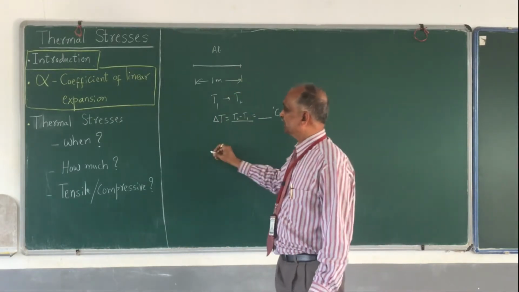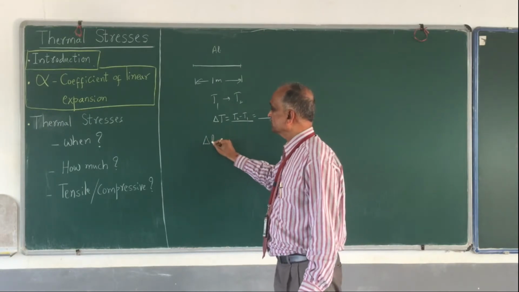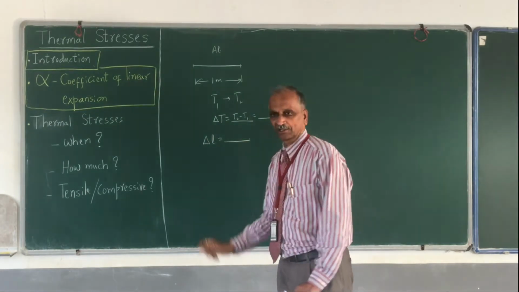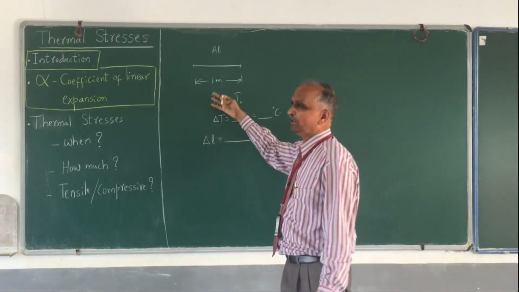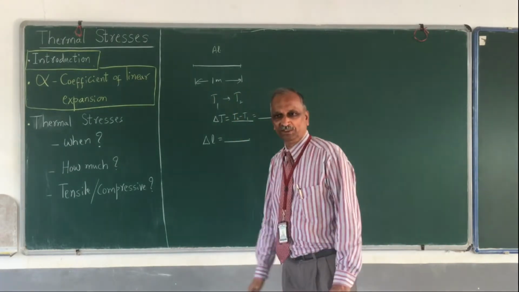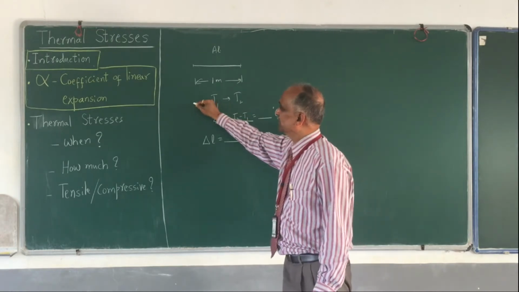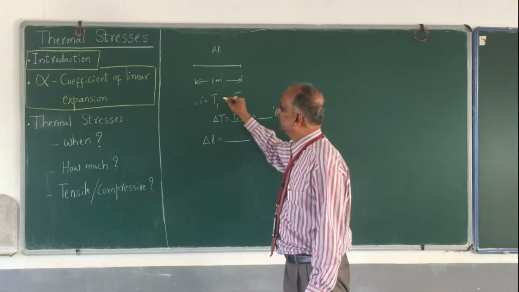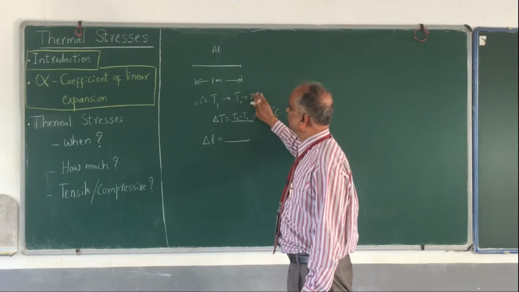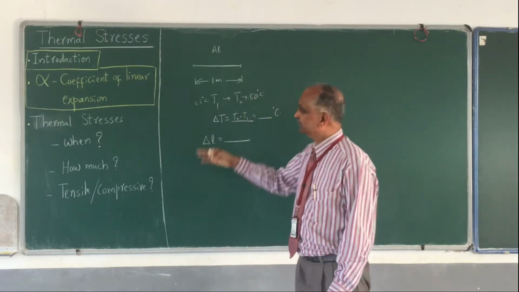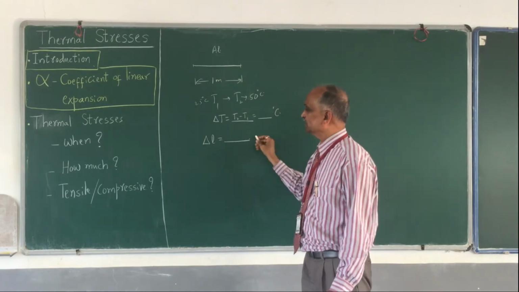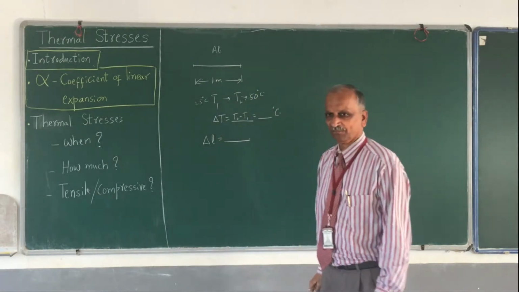Then I shall find out what is the change in the length, delta L. I can easily do it. T1 say 25 degrees centigrade, T2 say 50 degrees centigrade. So I can find it out. That is what I call the change in the length.